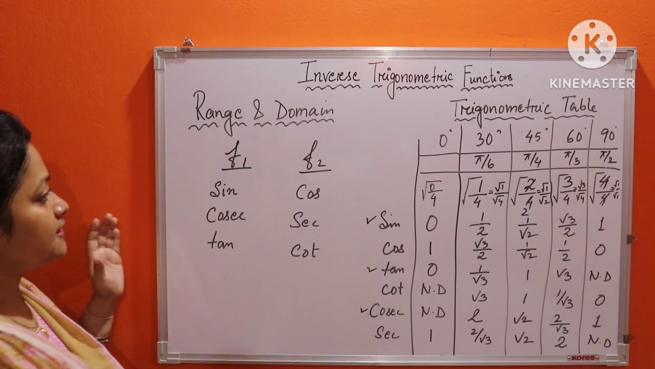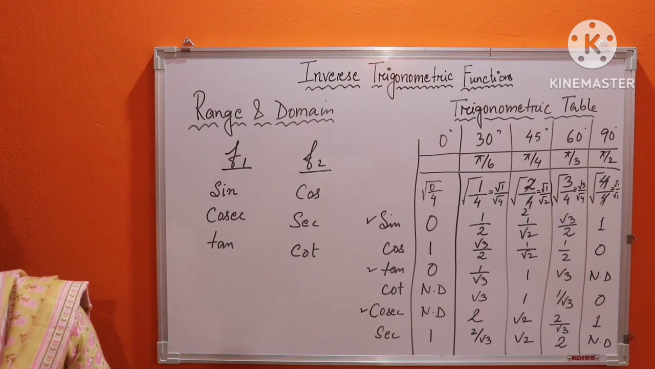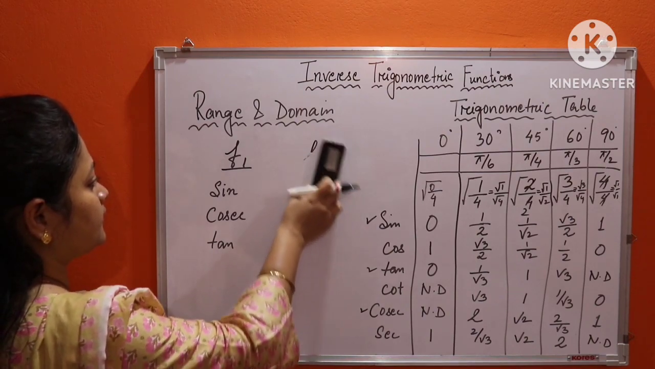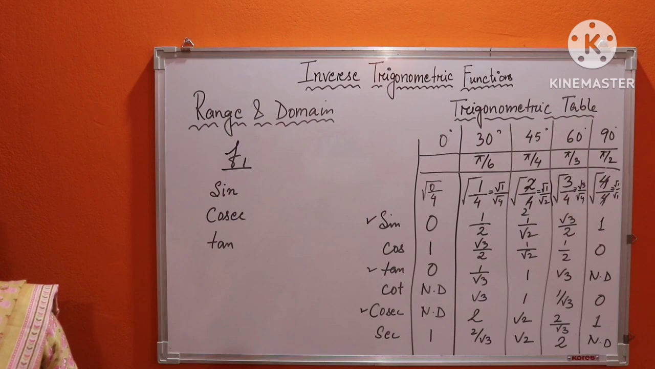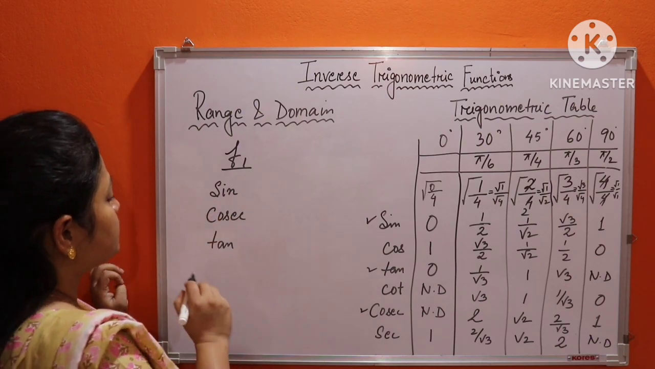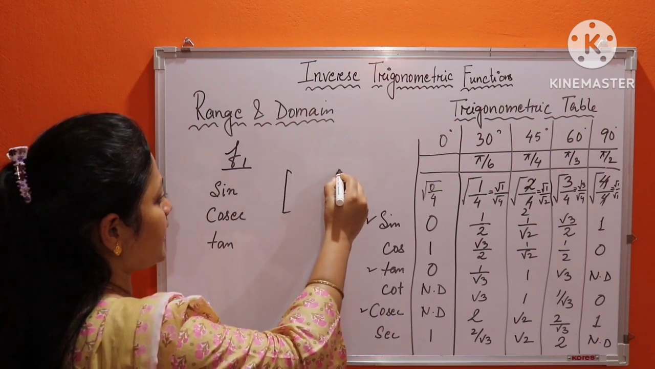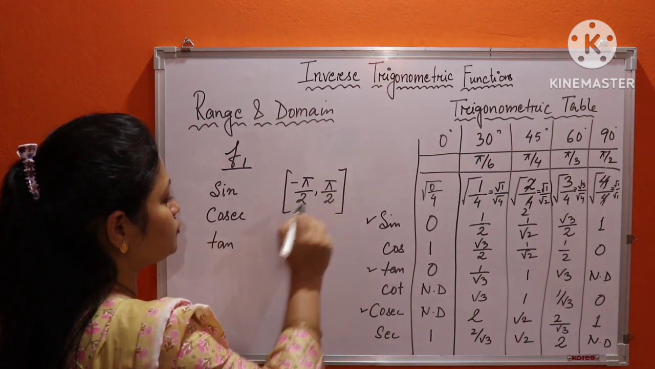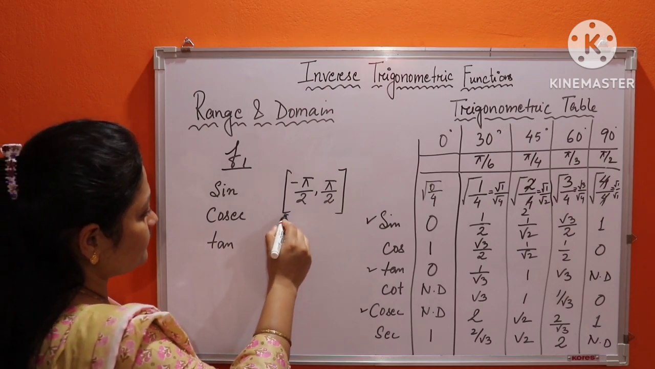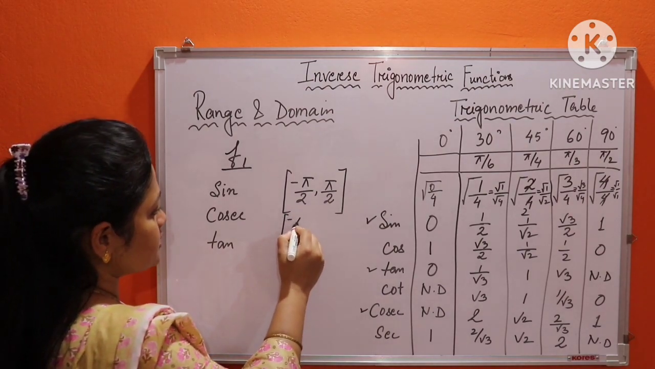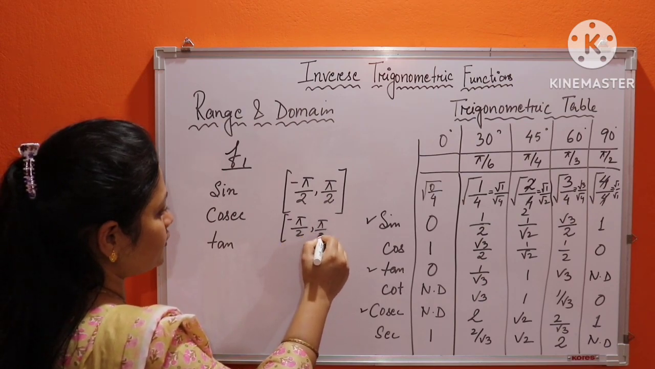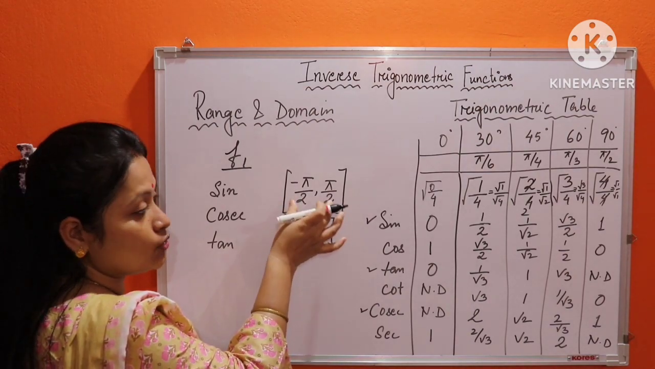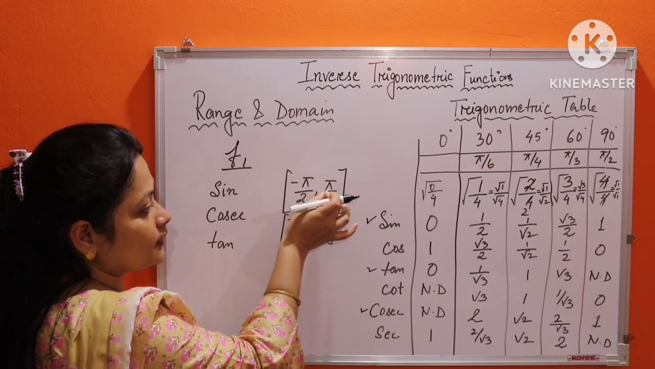So we will consider the 6 trigonometric functions in 2 families. In the first family, that is sine, cosec and tan, what are the ranges? For sine, the range is from minus pi by 2 to pi by 2 in a closed bracket. The closed bracket means minus pi by 2 and pi by 2 are included, along with everything between them.